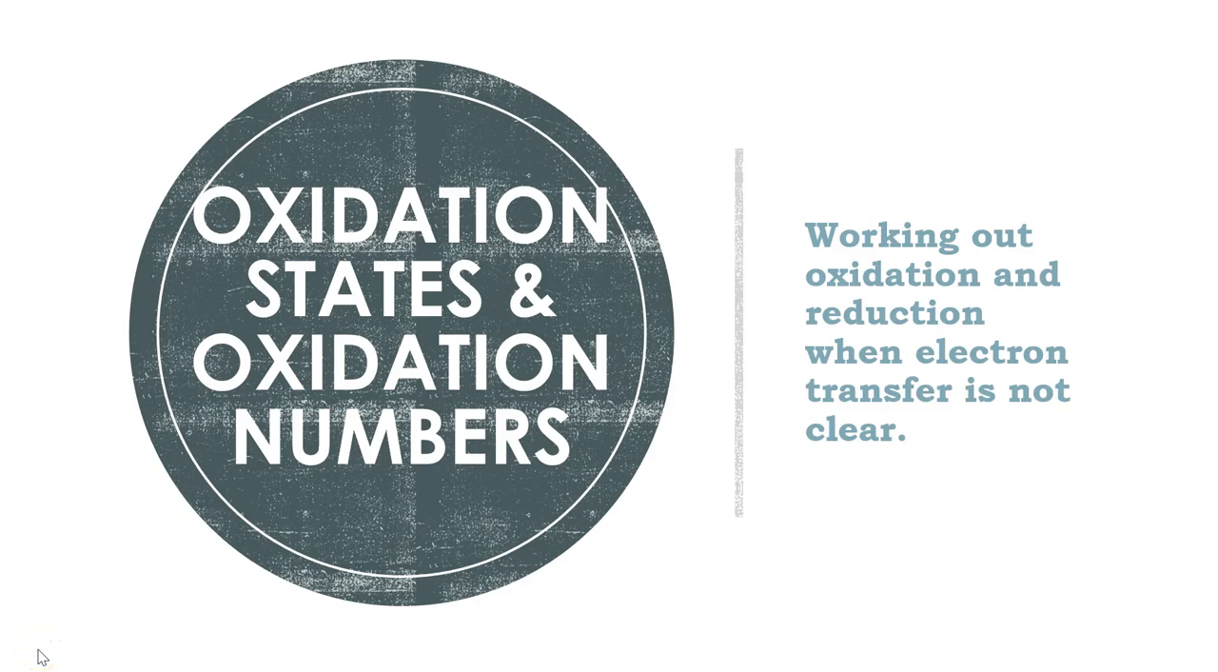Okay, so we're going to move on from those basic ideas of redox and start looking at oxidation states and oxidation numbers. Essentially what this means is we're going to use a tool to help us work out when oxidation and reduction are occurring if electron transfer isn't clear. So generally what this means is if we're dealing with covalent compounds rather than ionic. So it's clear with ionic, not so clear with covalent.